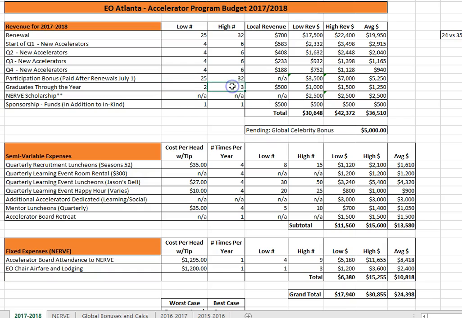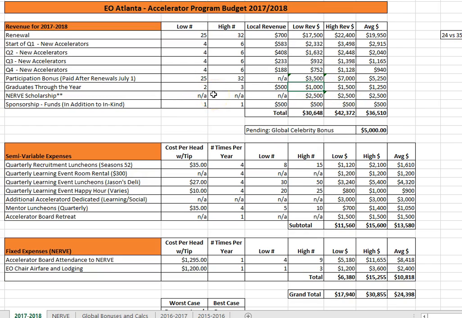Graduates throughout the year, again, this is from graduates from the prior year. So I know we have 2. We may have as high as 4. We have 2 that are pretty close and pending that may finalize before the end of June. We get a $500 bonus from Global for graduates. So again, high and low there.